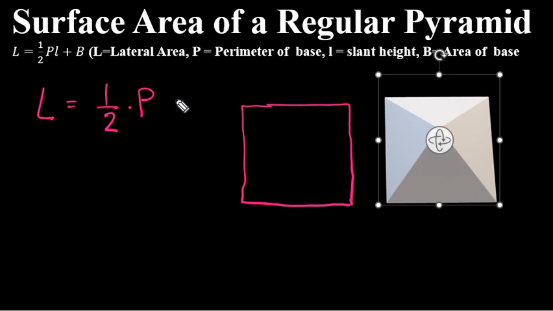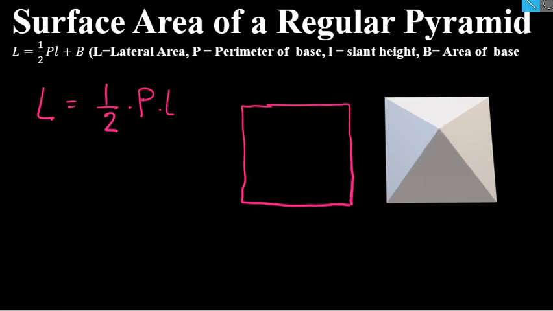Now, l is the slant height. So for this pyramid, l is the slant height, which is what you get if you draw a perpendicular from the top like this, plus B, and this is the area of the base.